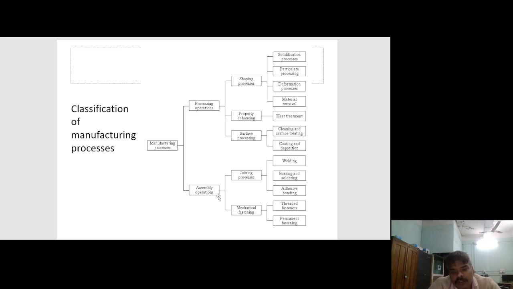Next, we are moving towards assembly operations, which we further classify into joining process and mechanical fastening. Joining process is further classified into welding, brazing and soldering, and adhesive bonding. Mechanical fastening: threaded fasteners and permanent fastening. So these are some mechanical fastening and this is the joining process.